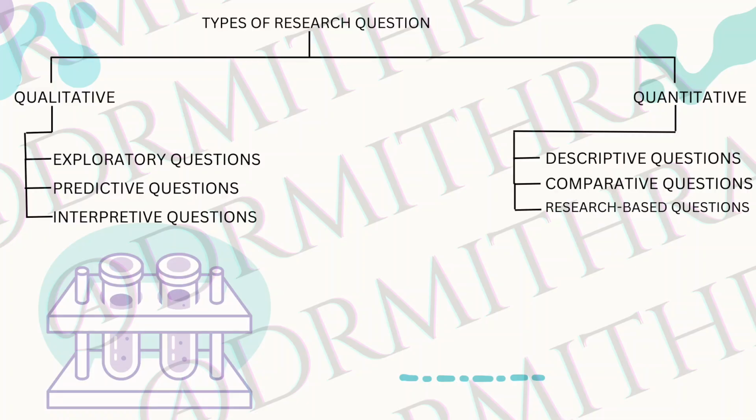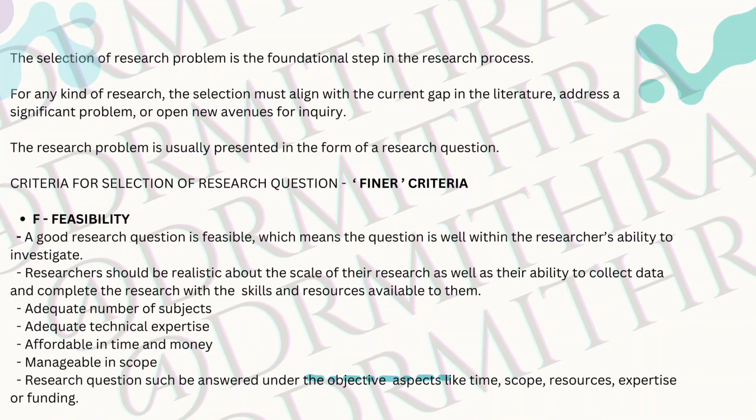Once you frame your research question, how do you know it's a good one? There are different criteria you use for that. First one is simple. We use the FINER criteria. FINER criteria. F for feasibility, I for interesting, N for novel, E for ethical, R for relevant. F is feasibility. Feasibility means, is it realistic? Can you collect enough data, manage time, money, and technical demands?